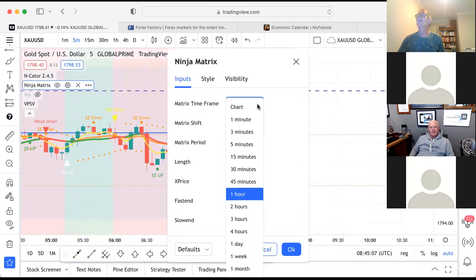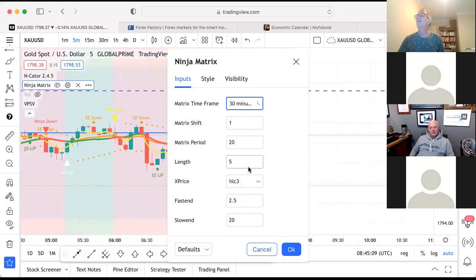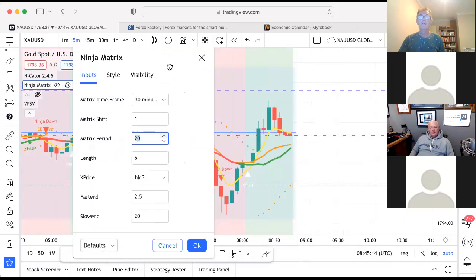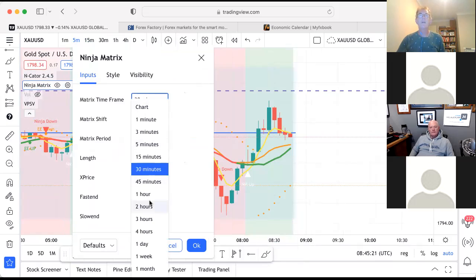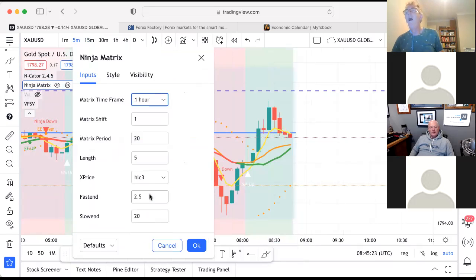Excellent. We'll just see if it makes any difference. That's set on 30 minutes now. I'll change it back to the hour. And it makes no difference in that particular case. But yes, I do try to remember to change it backwards and forwards as I'm flicking between 5-minute and 15-minute charts, just to try and get a more accurate reading.